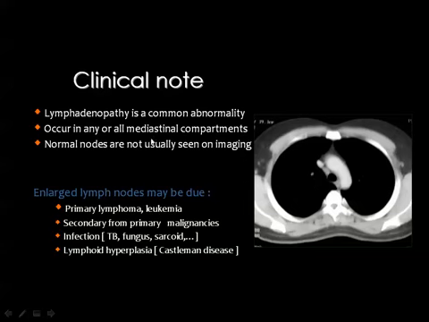Then lymphadenopathy is a common abnormality. It occurs in all mediastinal compartments. We'll see this in the mediastinal imaging lecture. And nodes are not usually seen on imaging if they are normal. And enlarged lymph nodes, there is a very big list. We'll discuss it once more, but these are the common lymph node pathologies you can meet in clinical practice, either due to lymphoma or leukemia, or metastatic from primary malignancies, infection like TB and sarcoid, and lymphoid hyperplasia.